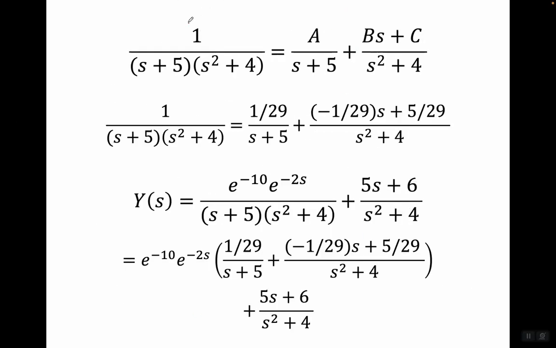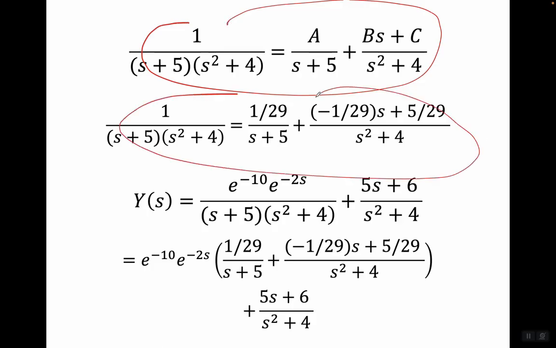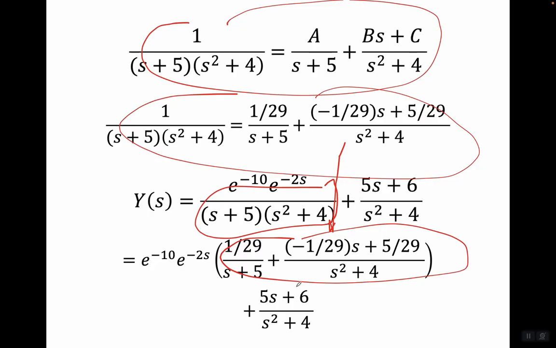So this expression can be rewritten this way if we break it up using partial fractions. Okay, plug in the a, b, and c, we get this. Awesome. So recall that capital Y of s looked like this. So this 1 over s squared plus 4 can be replaced with this, and that's what we get. So we have capital Y of s equals e to the negative 2s times this hairy expression that we just found by plugging in a, b, and c, plus 5s plus 6 over s squared plus 4.